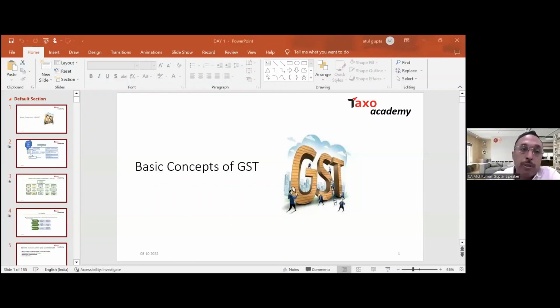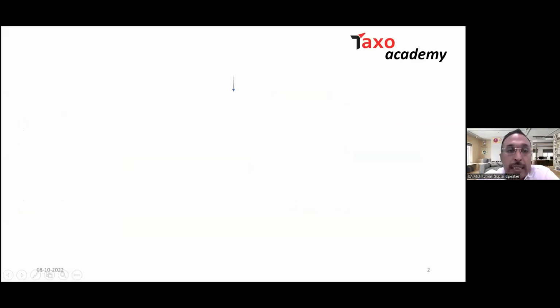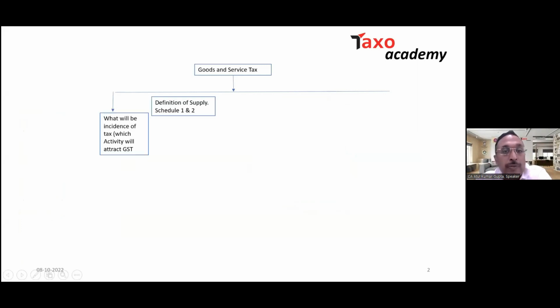Friends, in the last doubt clearing class, we discussed some of the aspects related to the GST, and I will just go through them maybe for 2 or 3 minutes. What is this GST all about? I shared with you a helicopter view.